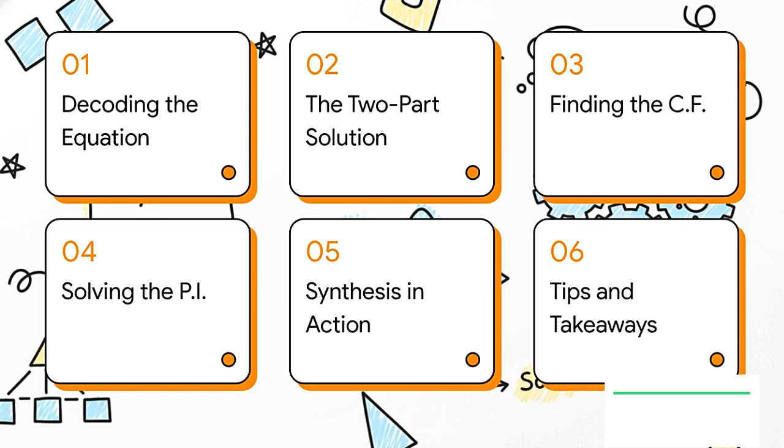We'll start by decoding what the equation is even saying. Then I'll show you the core two-part solution strategy that unlocks everything. From there, we'll conquer each part, the complementary function and the particular integral, one by one. We'll watch it all come together in a live example. And then we'll wrap up with some key tips to make sure it all sticks.